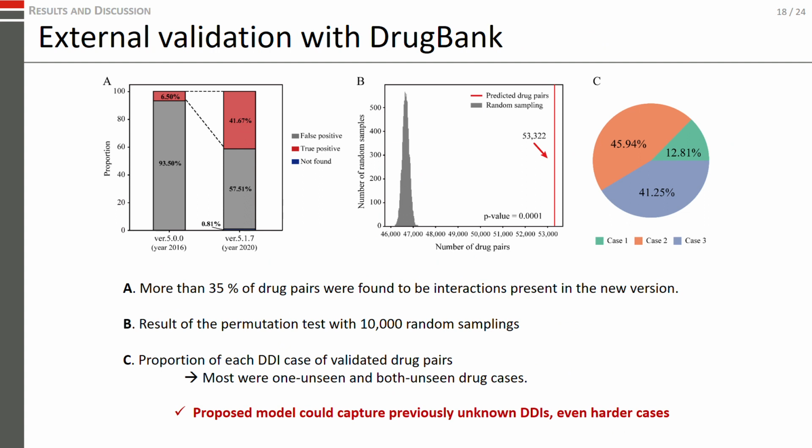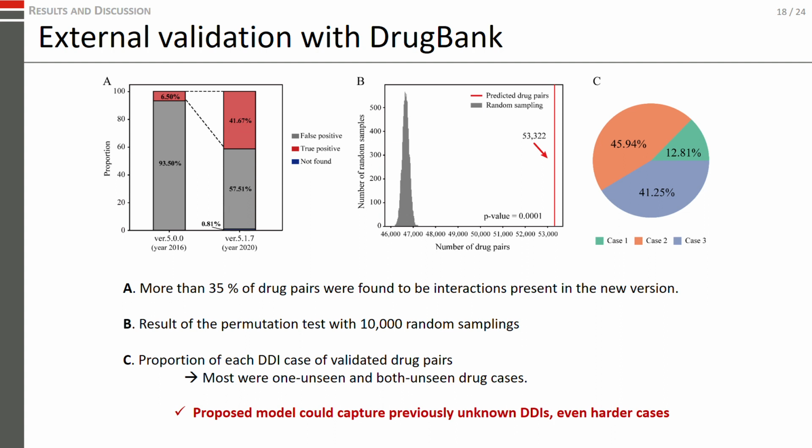Next is the external validation with DrugBank. With the external validation strategy explained previously, I predicted all possible drug pairs in the old DrugBank published in 2016. Among predicted positives, most were false positives. Then, the predicted pairs were searched on the new version published in 2020. The proportion of true positives increased by 35%, indicating that the model can capture potential interactions.